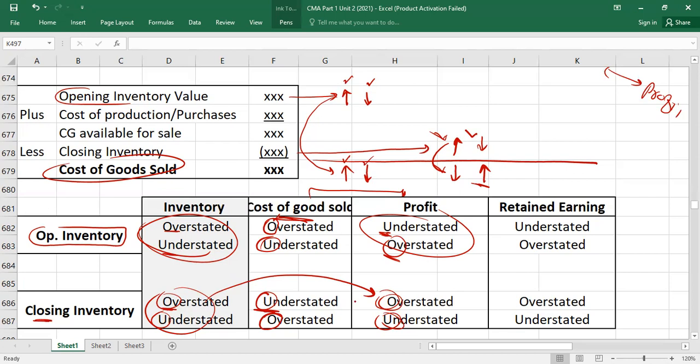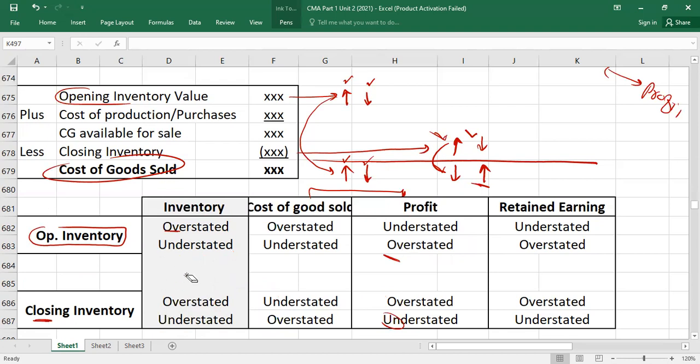Okay. Then I'm linking this profit with what? With the retained earnings. The same profits from the income statement you will transfer to the retained earnings under the statement of changes in equity. If you don't remember this name, no worry. But this profit will be transferred to the retained earnings, retained profits.